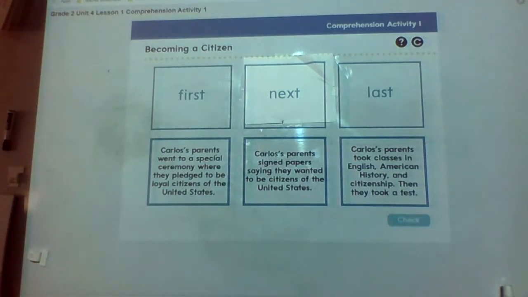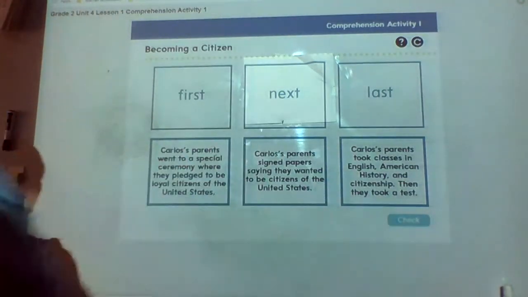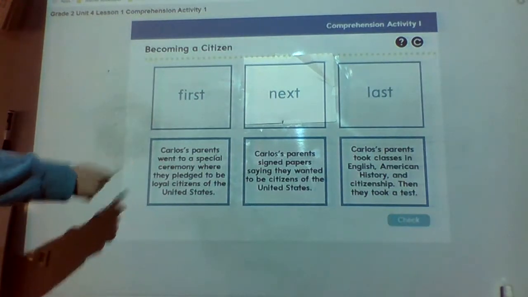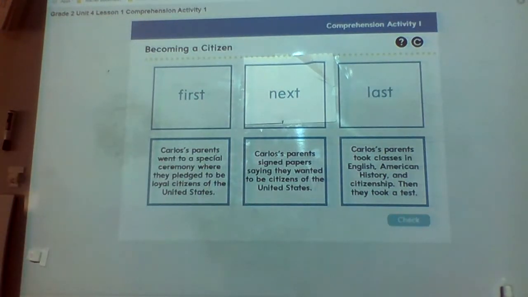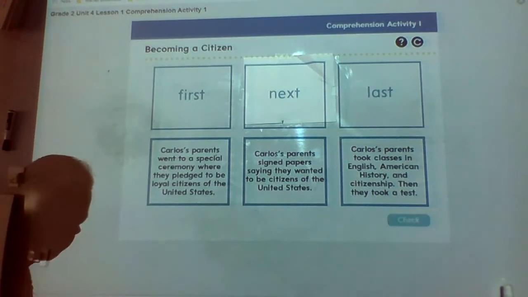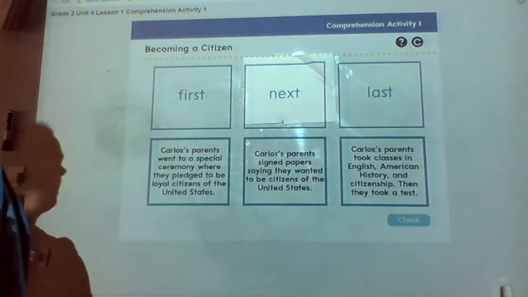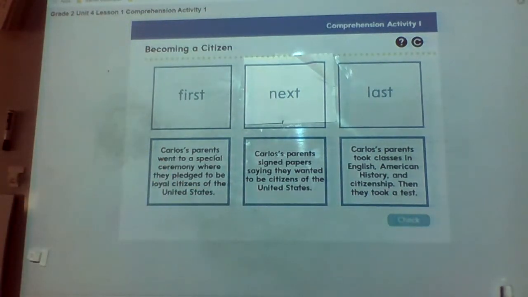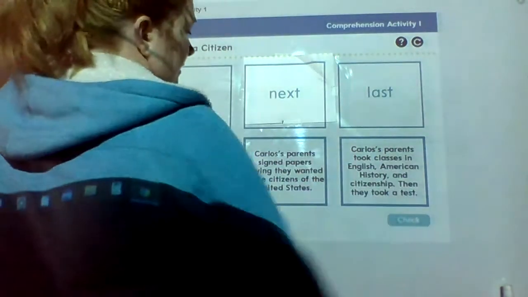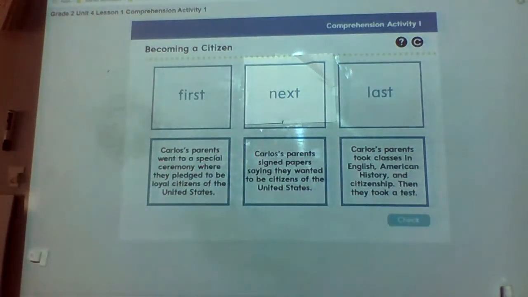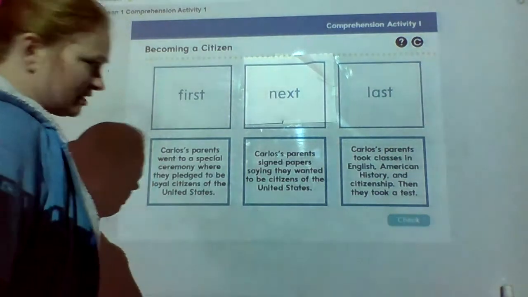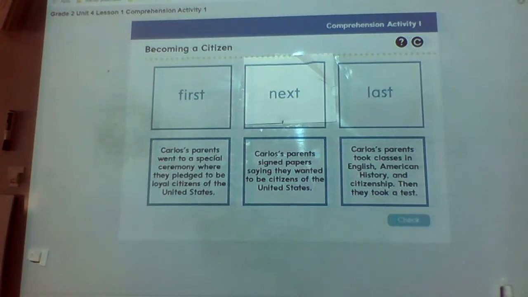Okay. So, it says, Carlos's parents went to a special ceremony where they pledged to be loyal citizens of the United States. Okay? That's one thing they did. Carlos's parents signed papers saying that they wanted to be citizens of the United States. And the last box tells us that Carlos's parents took classes in English, American history, and citizenship. Then they took a test.